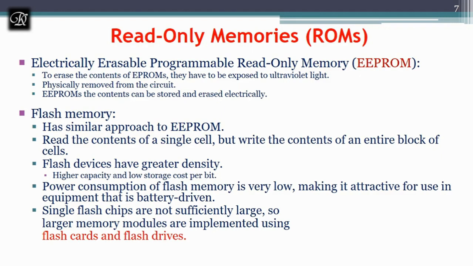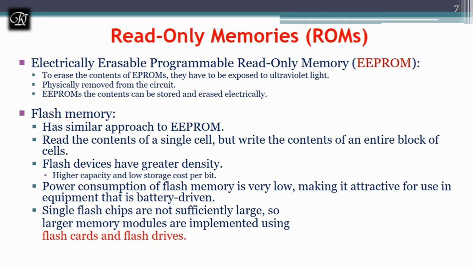Prior to writing, the previous content of the block is erased. Flash devices have greater density, which leads to higher capacity and lower cost per bit. They require a single power supply voltage and consume less power in operation. The lower power consumption of flash memory makes it attractive for use in portable equipment like mobile and battery devices, especially MP3 players and all.